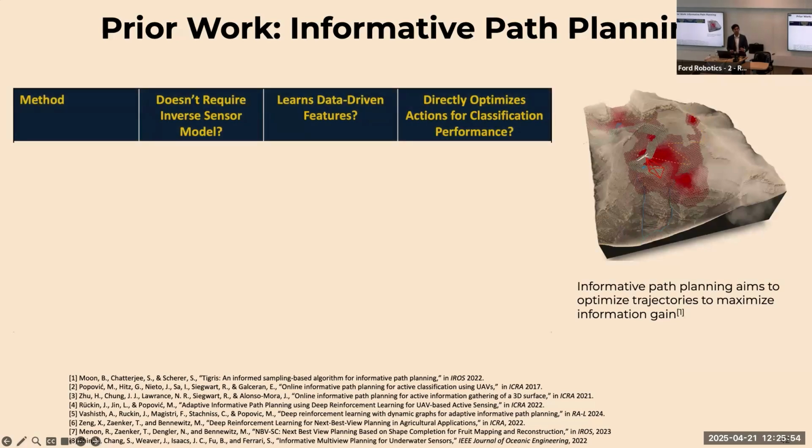Some of them require specification of an inverse sensor model, which is a function that relates the state of the robot, or how high the robot is, to its classification performance. Now you can use some simple models for this, but specifying this for side scan sonar might be very difficult due to the fact that classification accuracy can depend on angles, the class of the object, geometry, and terrain type.